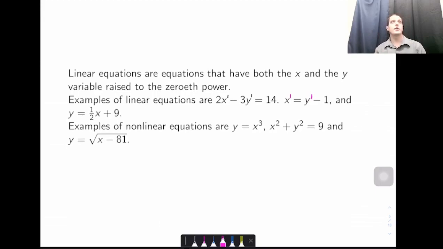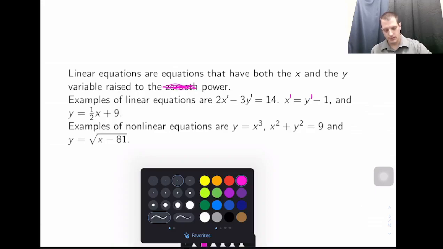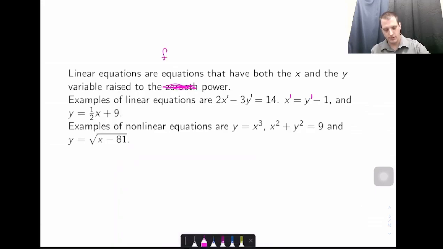All right, linear equations are equations that have both x and y variables raised to not the 0th power, that was a typo, to the first power.